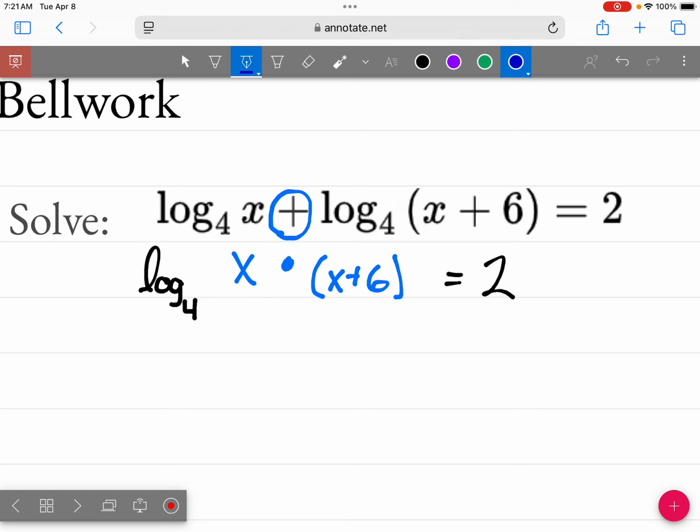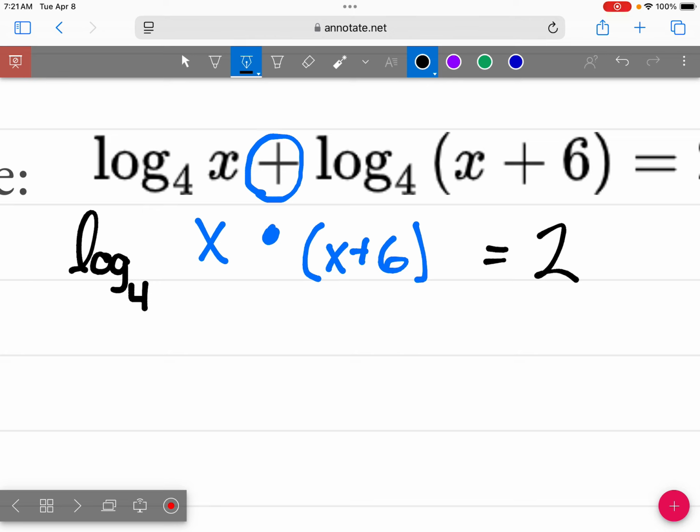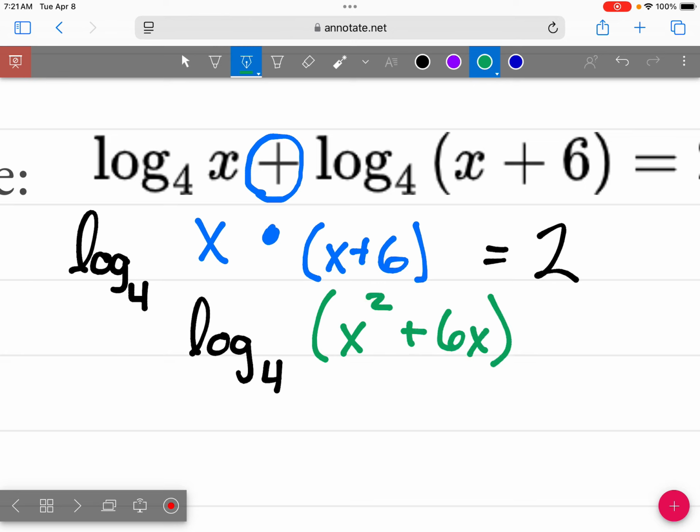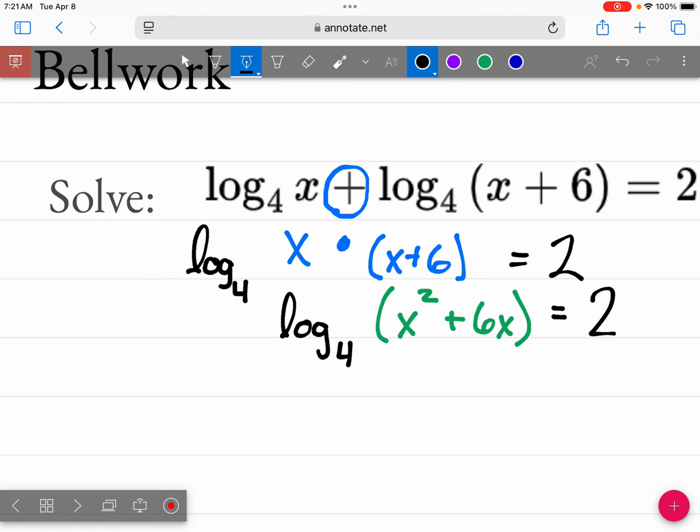You can distribute here. It doesn't really help all that much, but you can. I'll just say, let's do it since that was our idea. Log base 4. All that does is make the argument x squared plus 6x. It's totally fine to do this here, and I know we've had that instinct a couple of times. It doesn't make any difference when we do that distribution.